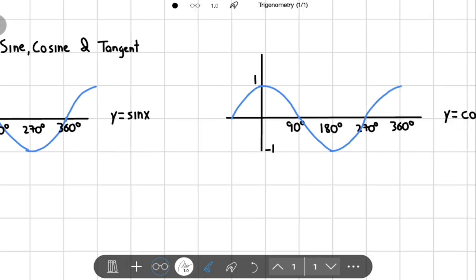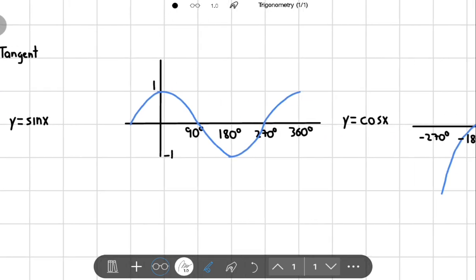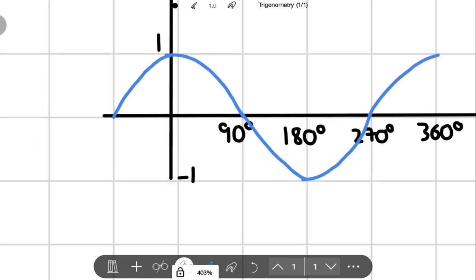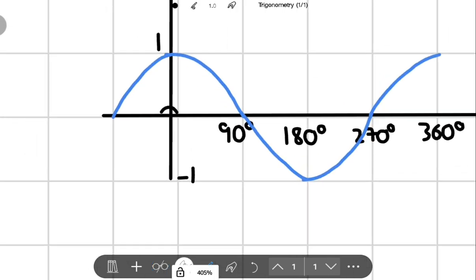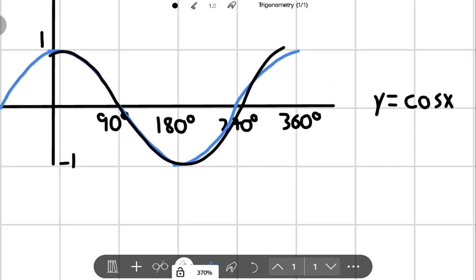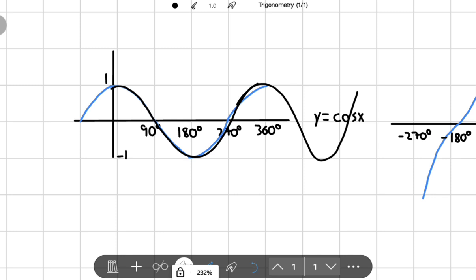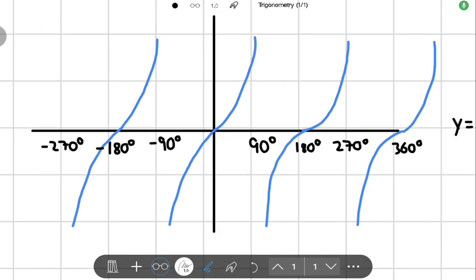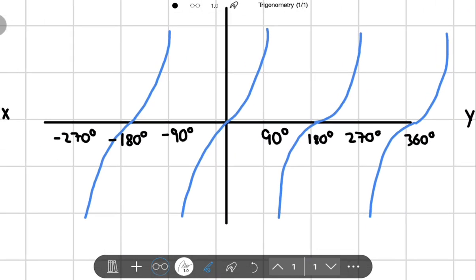For cosine, it's actually a reflection, or you could say cosine is actually the derivative of sine. So it's going to look really similar. At x equals 0, y equals 1. And it's going to repeat itself like this. So this is how cosine looks. Tangent looks different because tan is basically the ratio of sine to cosine.